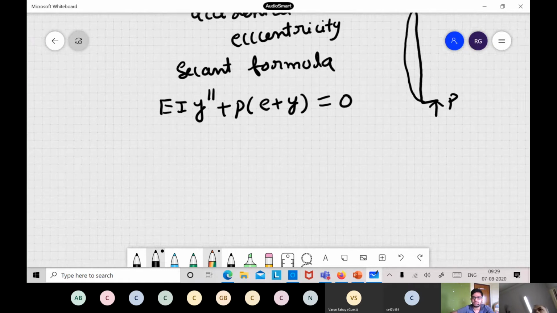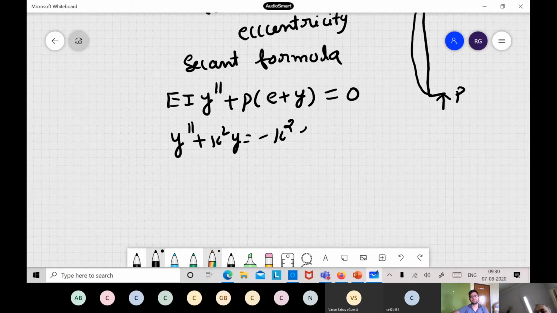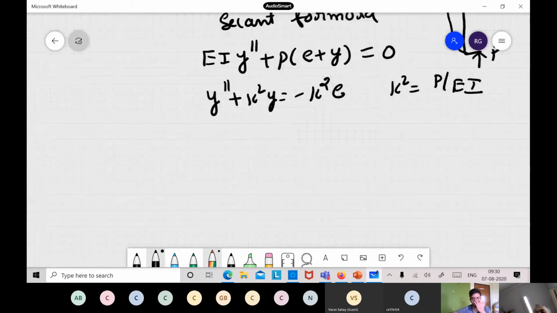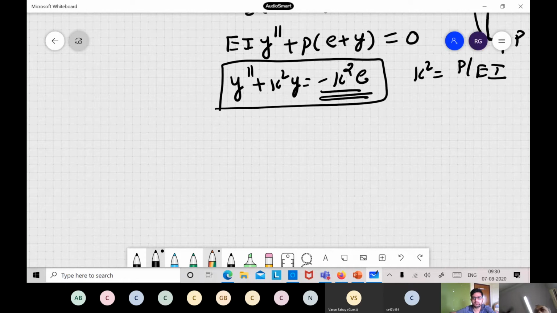It's very straightforward. So if you write it nicely, y double dash plus k square y is minus k square into e, where k square is P by EI. Now here also you try to derive. This is also an inhomogeneous ordinary differential equation. So you are having a right hand side, which is not equal to 0.